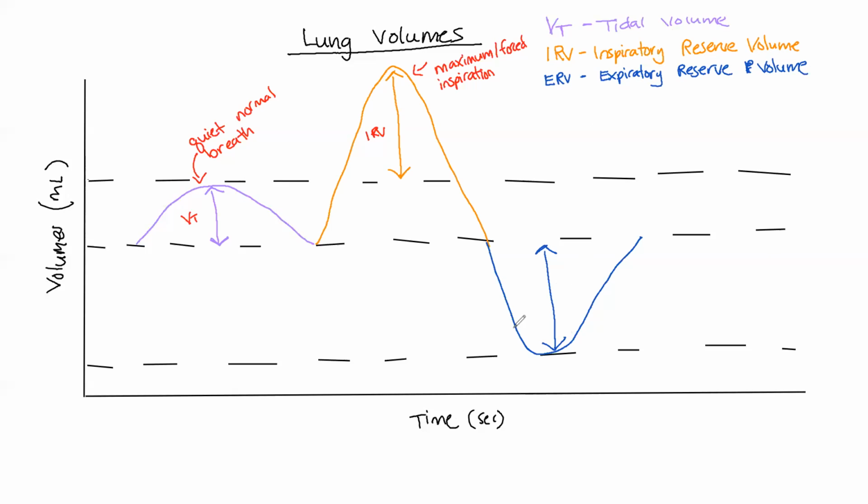Okay, and then we'll label this curve here. This is going to be our maximum or forced expiration. And then our final lung volume is one that we cannot measure with a spirometer. Okay, it's going to be what always remains in the lungs. And I talked about this being one that we measure using helium dilution. All right, this is going to be our residual volume. So what is always left back in the lungs is our residual volume.